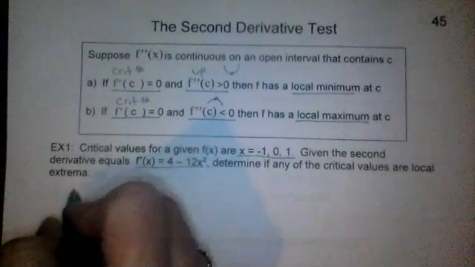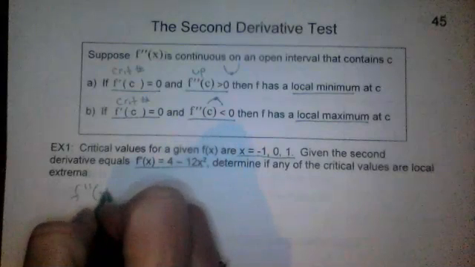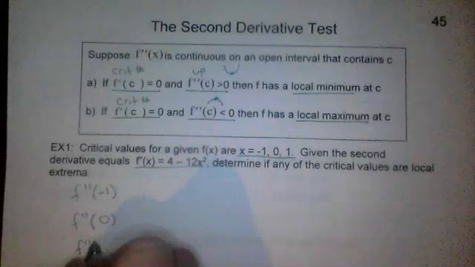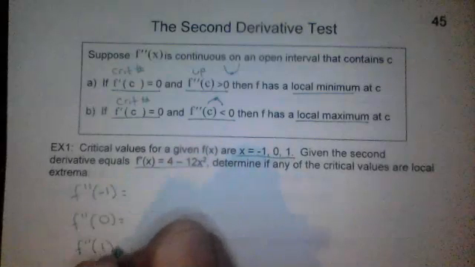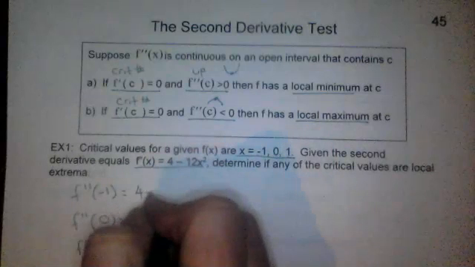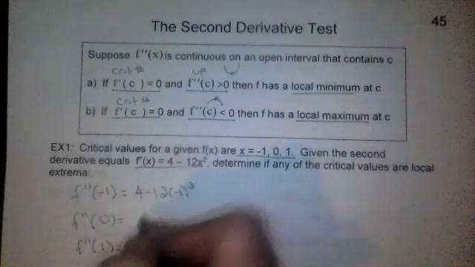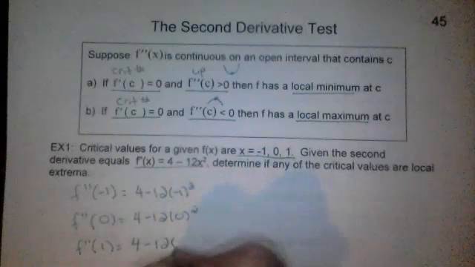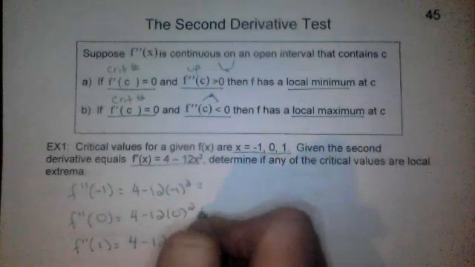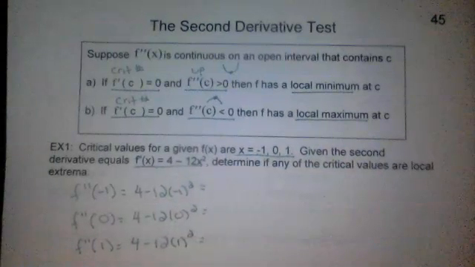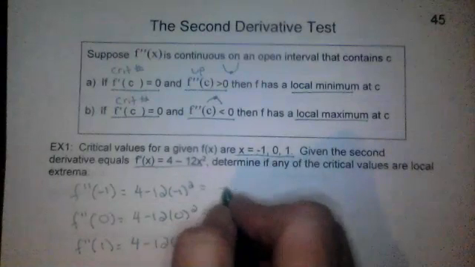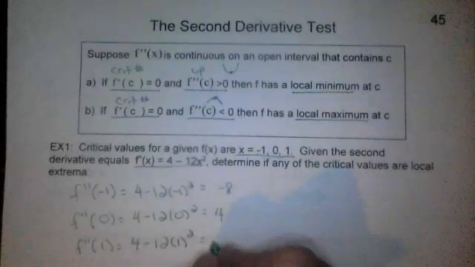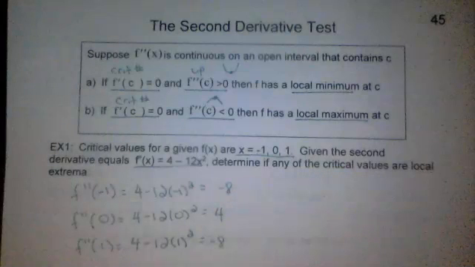So we're just going to plug these values into our second derivative. So we're plugging in -1 and 0 and 1. And so we're going to have 4 minus 12 times -1 squared, 4 minus 12 times 0 squared, and 4 minus 12 times 1 squared. So it looks like we end up with -8. Then 4, and this one is going to be the same as the first one, -8.